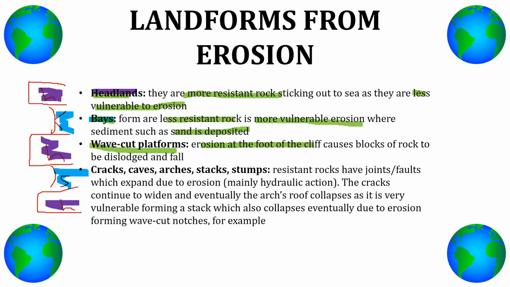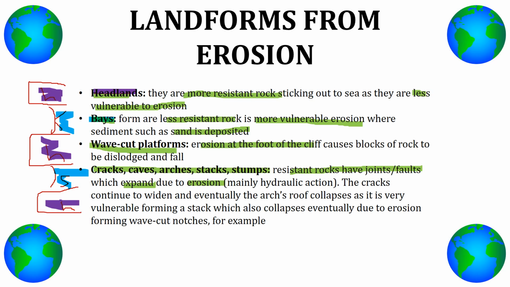And lastly, we've got cracks, caves, arches, stacks, and stumps. Resistant rocks have joints or faults, as I said before. Joints, faults, they're both cracks. Another A-level term, so the cracks, and they expand due to erosion, mainly hydraulic action. So resistant rocks have joints and faults and expand due to erosion.